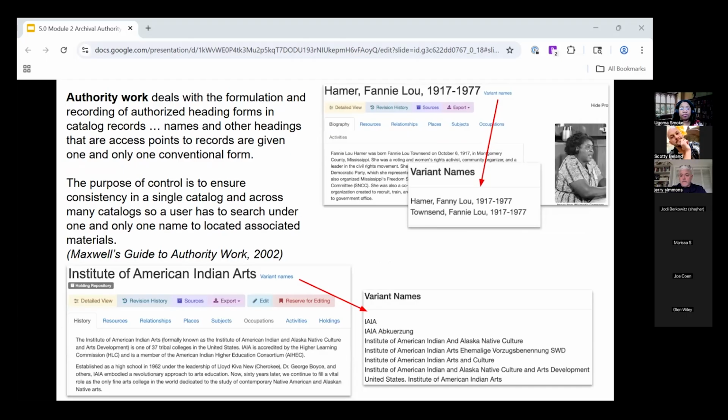Authority work is the process of designating preferred names, and in some cases variant names for entities, corporate bodies, persons, and families, so that catalog users search under one form to ensure consistency. That said, authority files generally allow for searching by variant names, which then lead the user to the preferred name for searching.